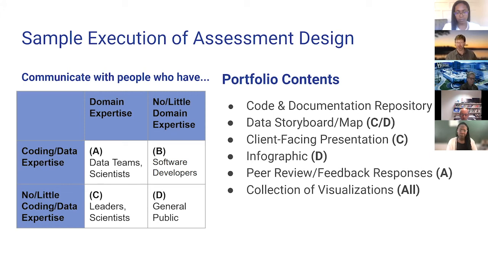Those things include a code and documentation repository. Think a GitHub repo, but it could be something else. Again, we're not over-specifying here. We could be talking about a data storyboard or map. And in both of those cases, they're fitting multiple categories. Code and documentation are probably being conveyed to data teams, other scientists, but also to software developers that might need to implement the software ideas that they've done.